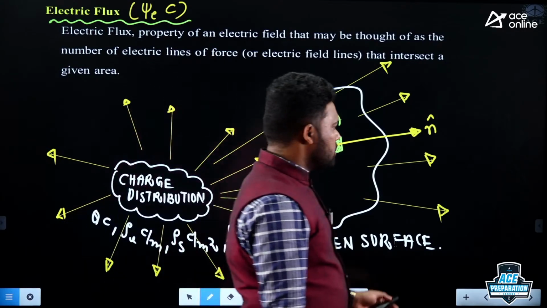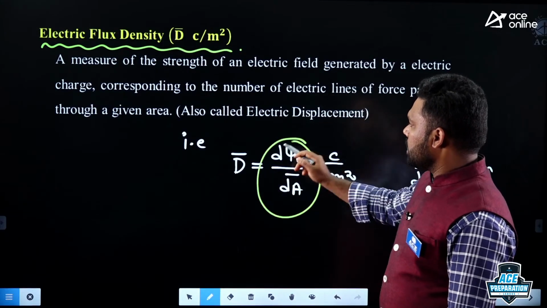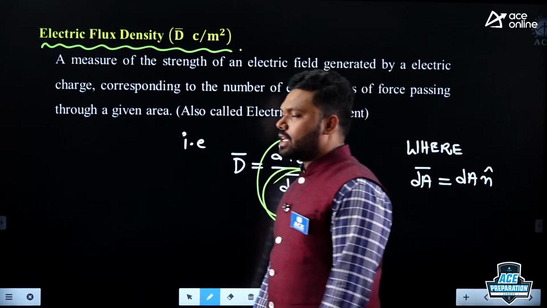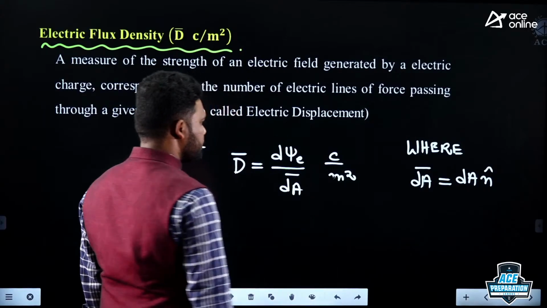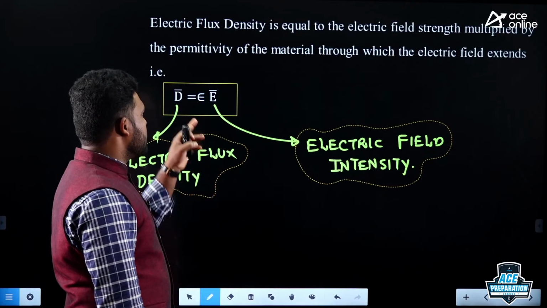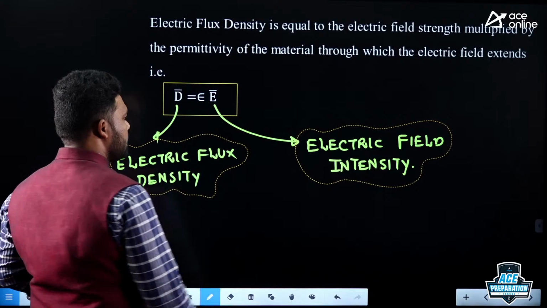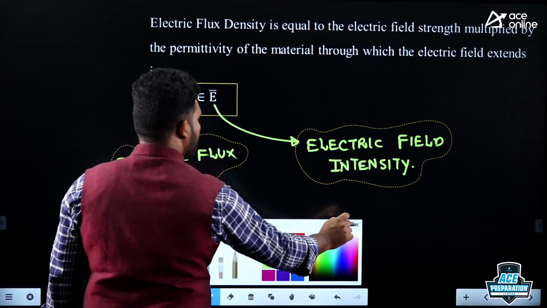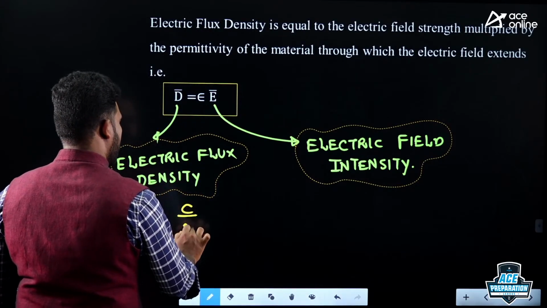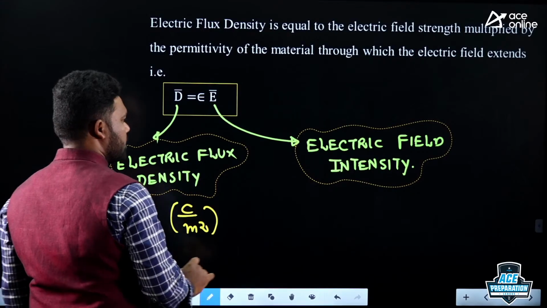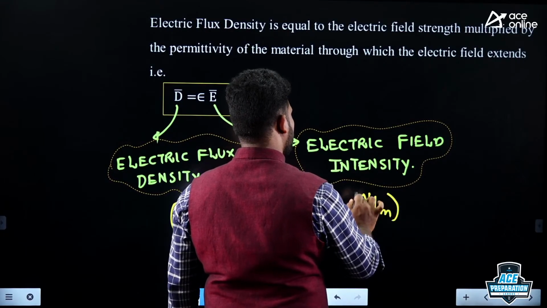Now, I introduced what is called flux density. What is the flux density? Flux crossing through unit area. For mathematical correctness, we have taken the area direction in the normal direction. Let us proceed further. There is a relation between D and E. D is equal to epsilon times E, where D is called electric flux density and E is called electric field intensity. You should always remember the units. For D, the units are coulomb per meter square. For E, the units are Newton per coulomb, or what is more popular, volt per meter.